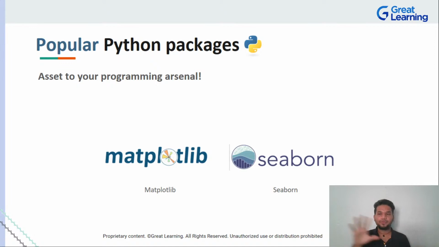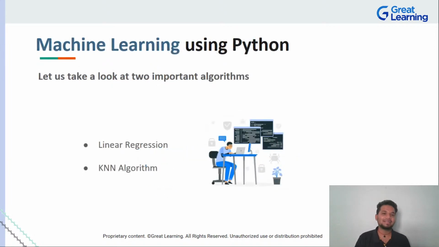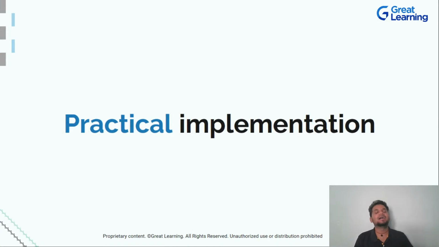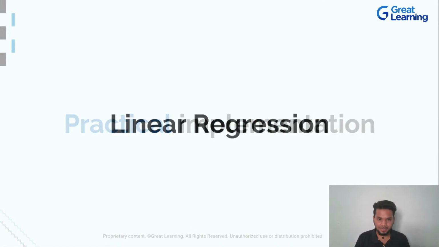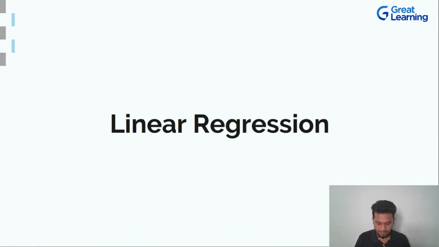I am sure all of you saw the graph, right? That's the huge advantage of matplotlib and seaborn, guys. Perfect. As we discussed, now we're going to take a look at two fantastic algorithms, linear regression, and we can go on to check the KNN algorithm, right? The first algorithm that we are going to take is linear regression.